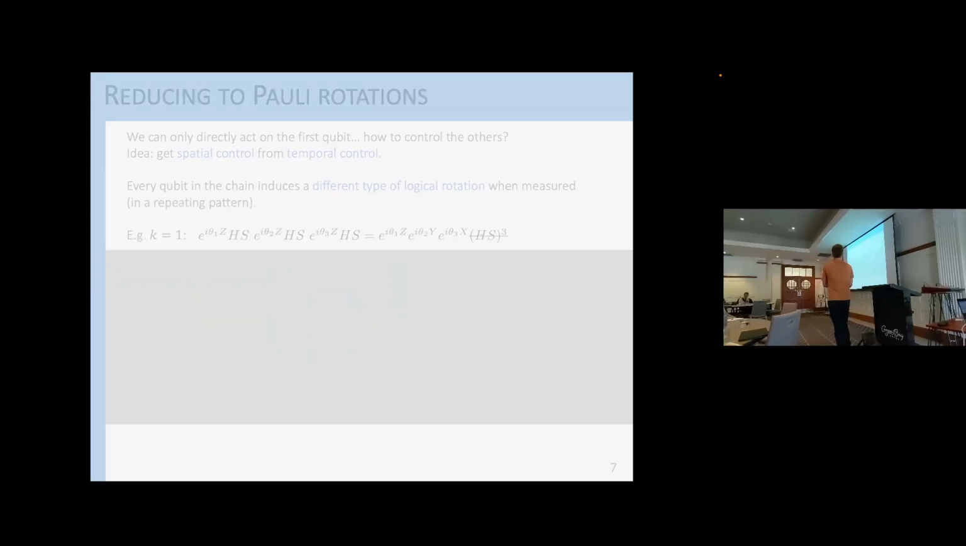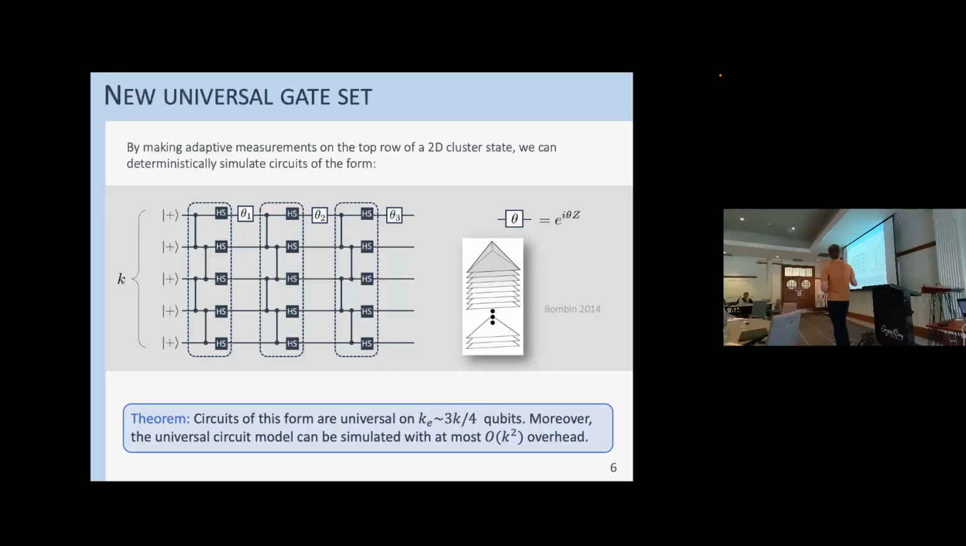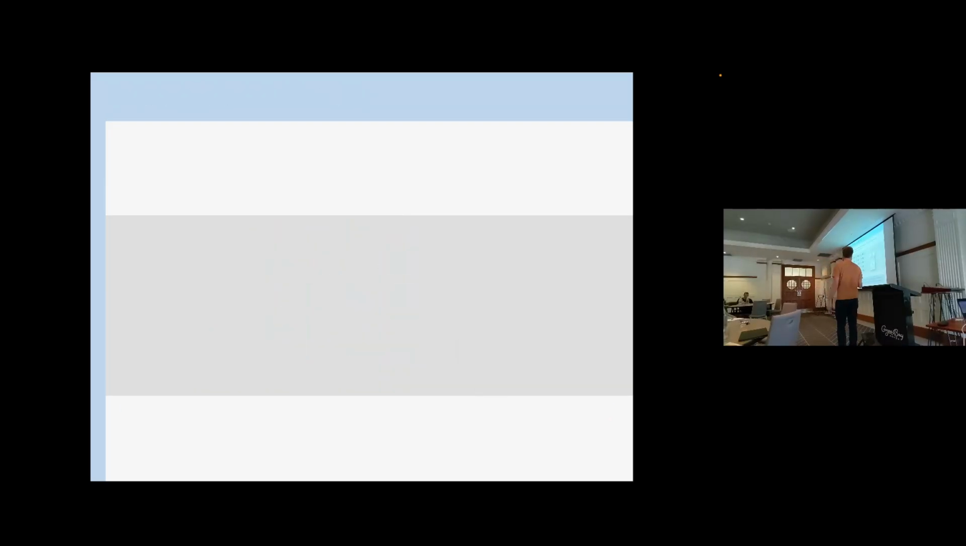Okay, so now I want to go through the proof briefly of how you can show that this is universal, and that's going to lead us in a totally different direction for the rest of the talk. You might ask, how can this possibly be universal? Because all I can do is equally address all the qubits with this thing, and selectively address only the first qubit. So how can I possibly selectively address the other qubits?